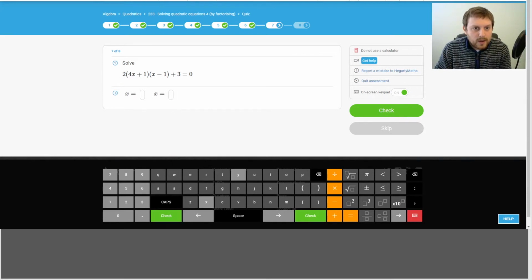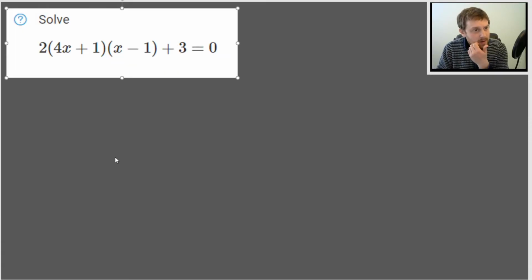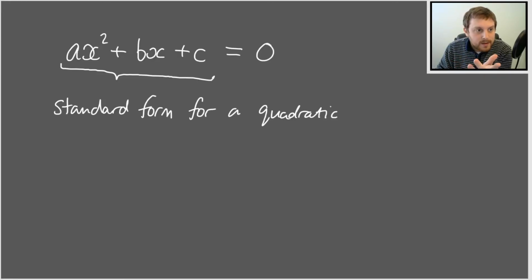Okay, so I guess we're getting on to these really tricky ones, but hopefully you have an idea of what we're expecting to do now. There's some work to do. We want to rearrange it so it looks like this: something x squared plus something x plus something equals 0.